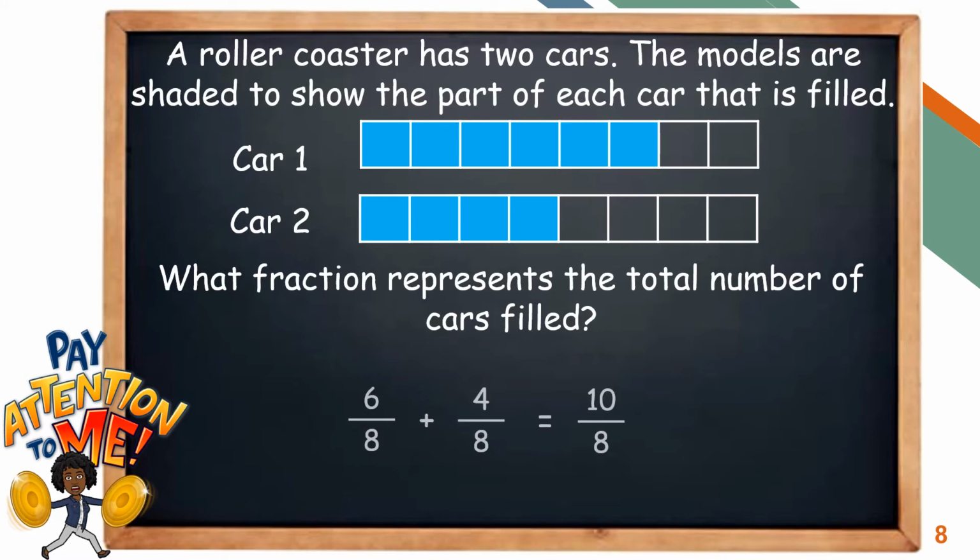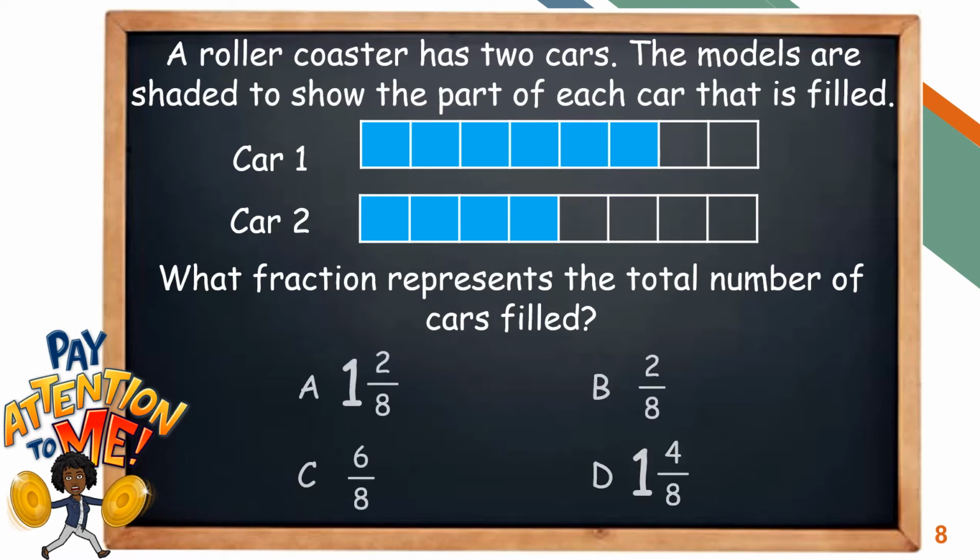10/8 is not one of our answer choices, but we know it represents a fraction bigger than 1, so we can eliminate B and C. Let's count 8/8 for one whole. 1, 2, 3, 4, 5, 6, 7, 8. And we have 2/8 left. So our answer is 1 2/8.